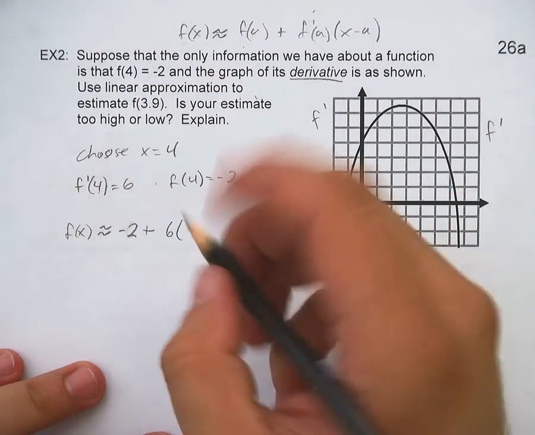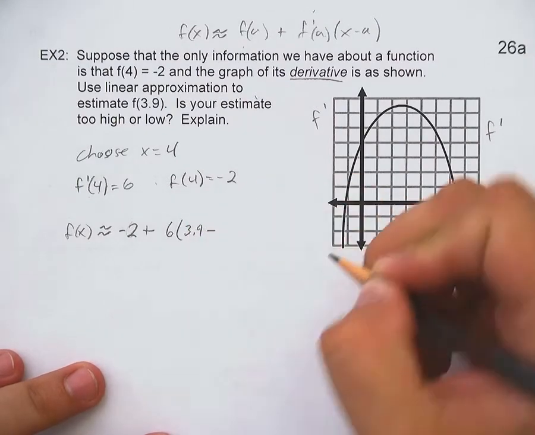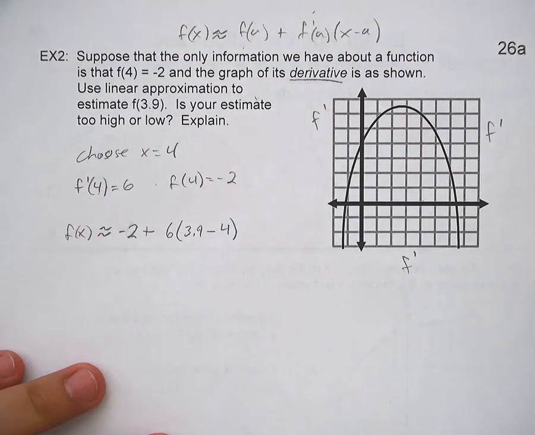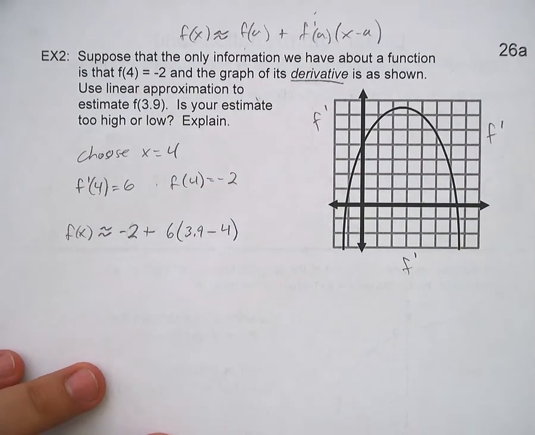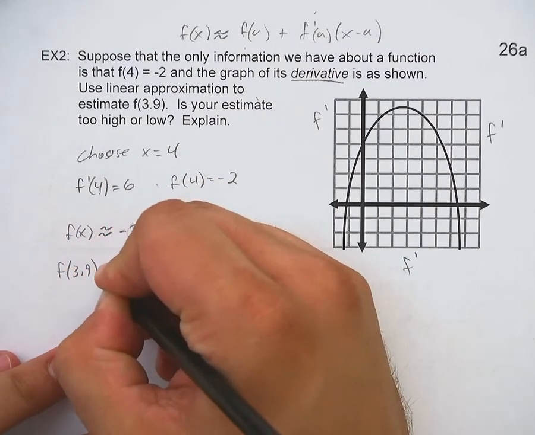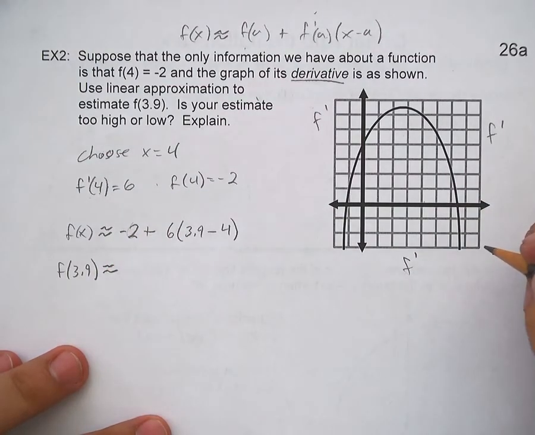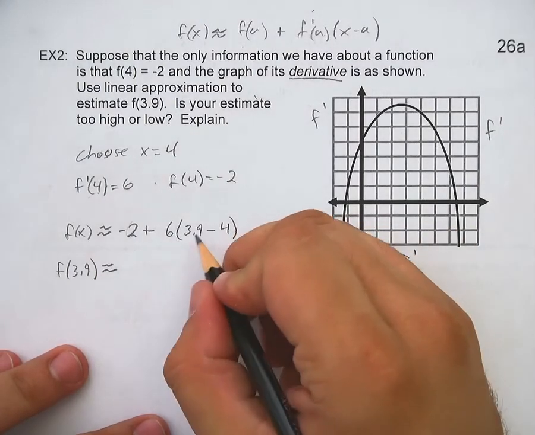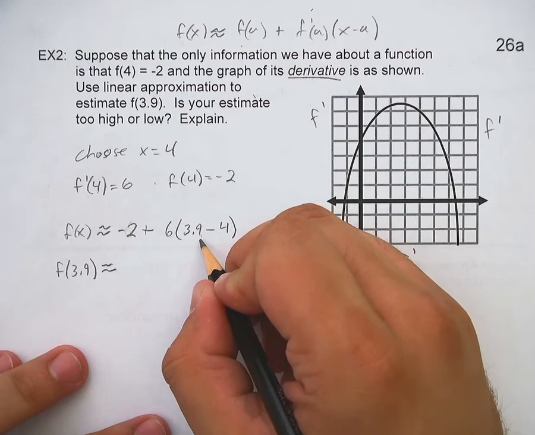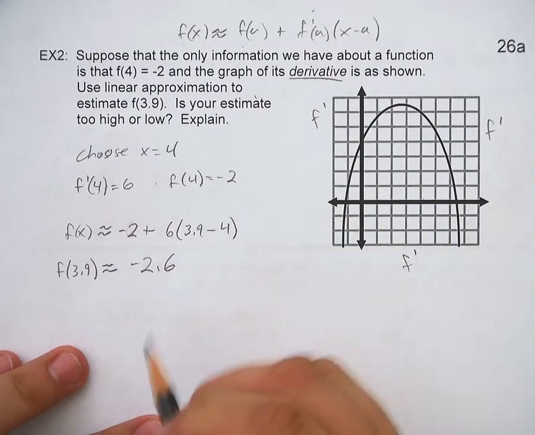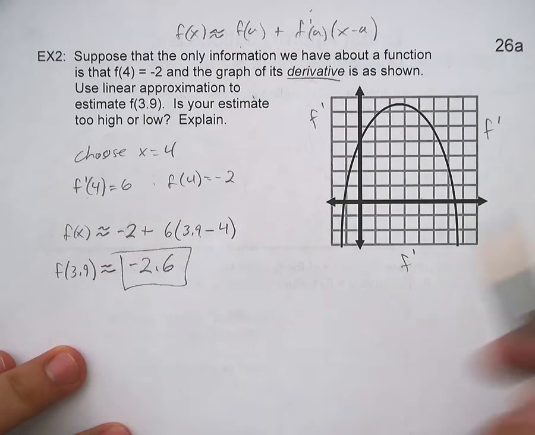Now the x value here is 3.9 minus your a value, right? So this is f of 3.9. Now we could go ahead and multiply it through, calculate it out. This ends up being 6 times a negative 0.1. Okay, so that's negative 0.6. And then negative 2 minus 0.6, negative 2.6. So again, this is approximately.